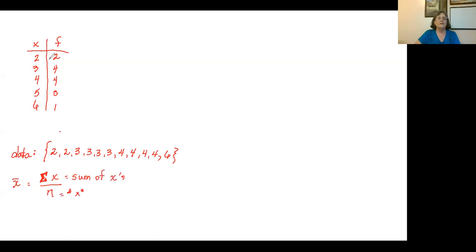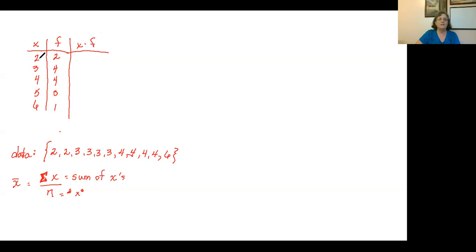Now, another way to get the sum of the x's, instead of saying 2 plus 2 plus 3 plus 3 plus 3 plus 3, we could just say 2 times 2 plus 4 times 3 plus 4 times 4. Well, that's what x times the frequency is. To get x times the frequency, that gives us the 2 times 2 and the 3 times 4 and the 4 times 4 and so on.